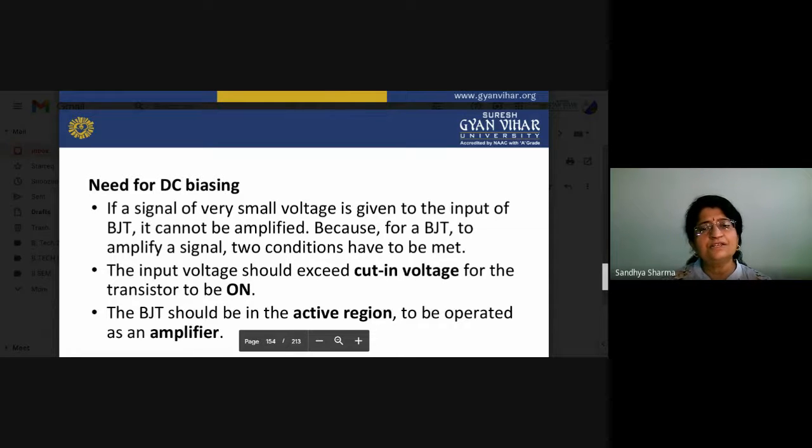The second condition is that the BJT should be in the active region to operate as an amplifier. If you want your transistor to work as an amplifier, the BJT must work in the active region. And what is the active region? It is when the emitter-to-base junction is forward biased and the collector-to-base junction is reverse biased. In those conditions our transistor works in the active region, as we have already seen in the previous lecture. These are the conditions for a transistor to work as an amplifier.